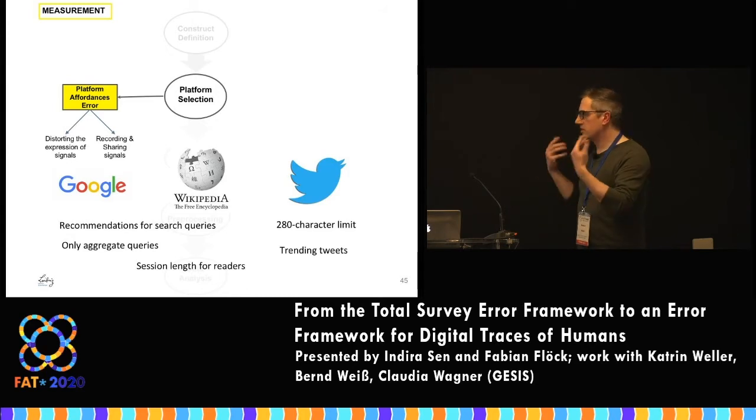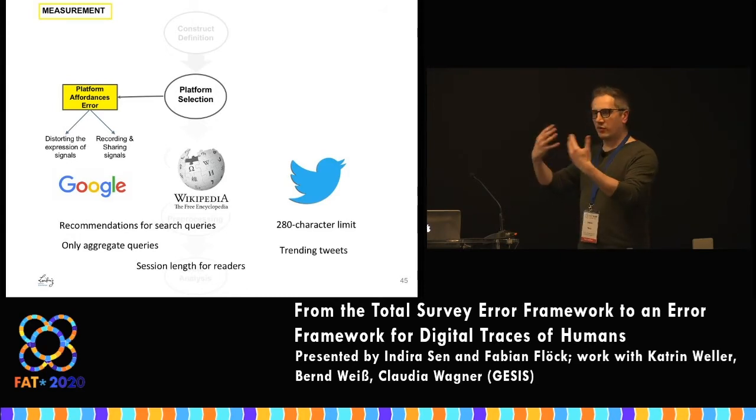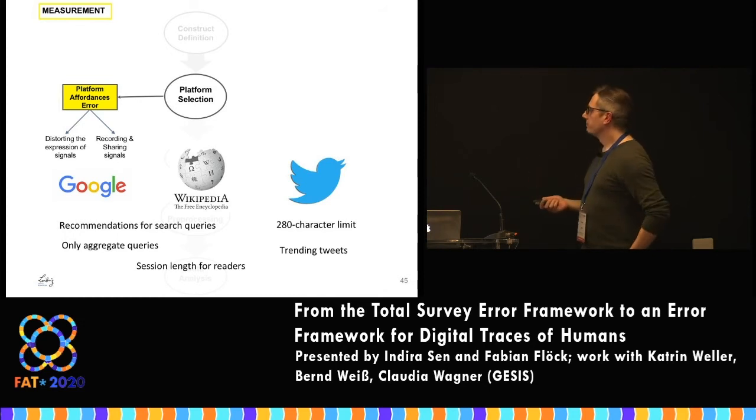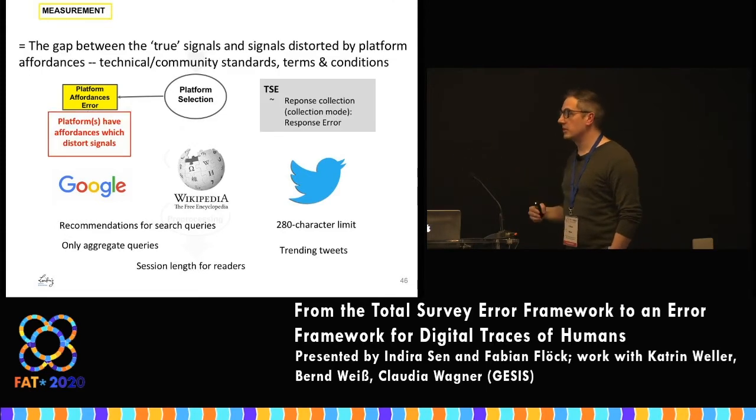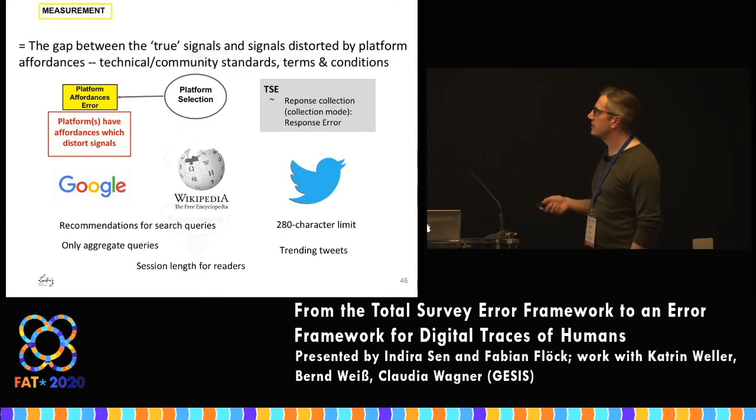It makes sense, but this is one way where the platform affordance, or the decisions that the platform makes, distort the signal. And that could be a link in the TSE to the response collection: if you choose telephone, I also get a distortion in how I get the signals back. That would be a link that you can make to the TSE. It's basically the gap between the true signals and the distortion by the platform.